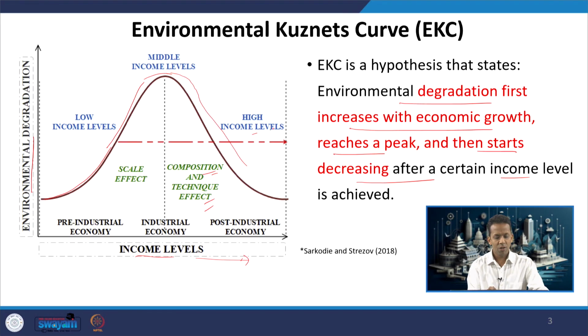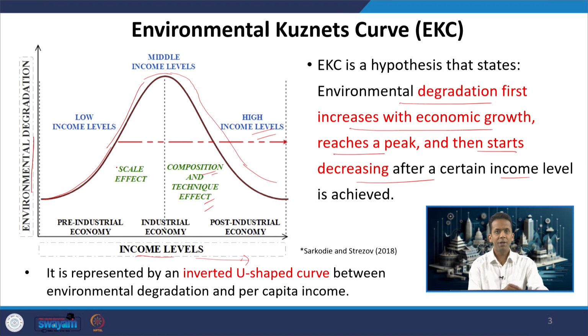As you reach the high income stage, countries can afford to spend part of their profit or revenue on getting cleaner technologies or renewable technologies, so that environmental degradation can come down. That is the inverted U-shaped relationship between environmental degradation and per capita income, or the income level of a country, represented by the environmental Kuznets curve.